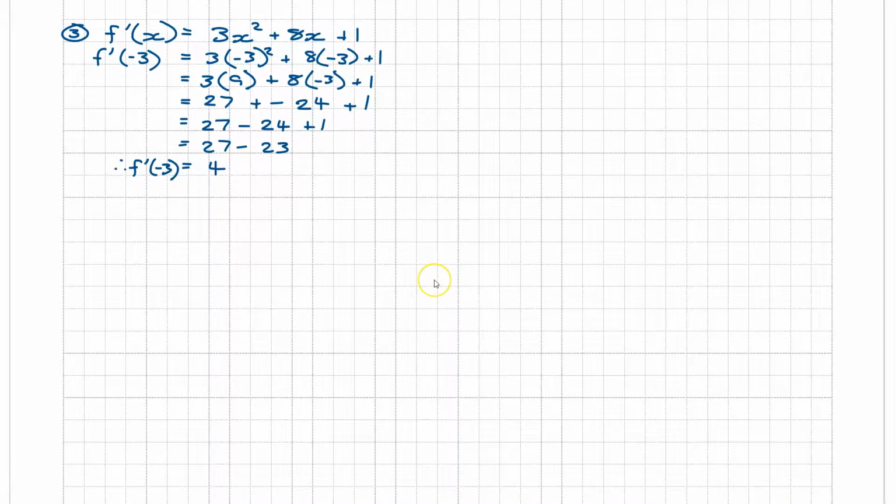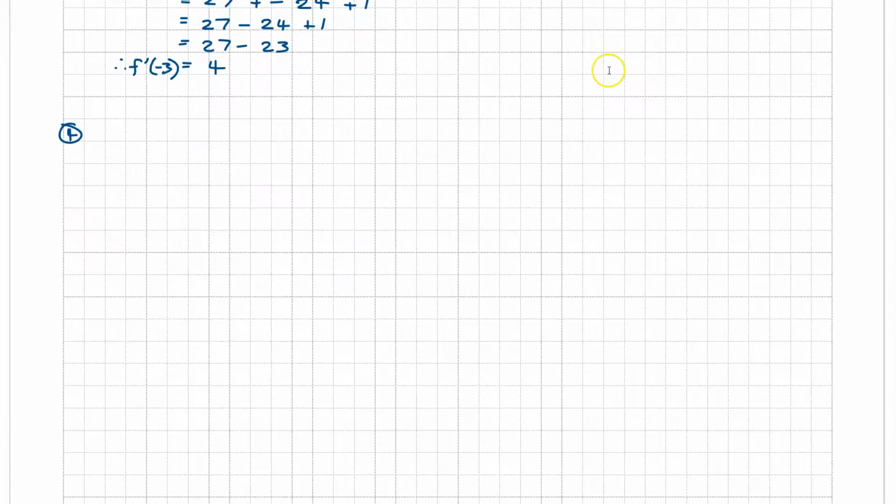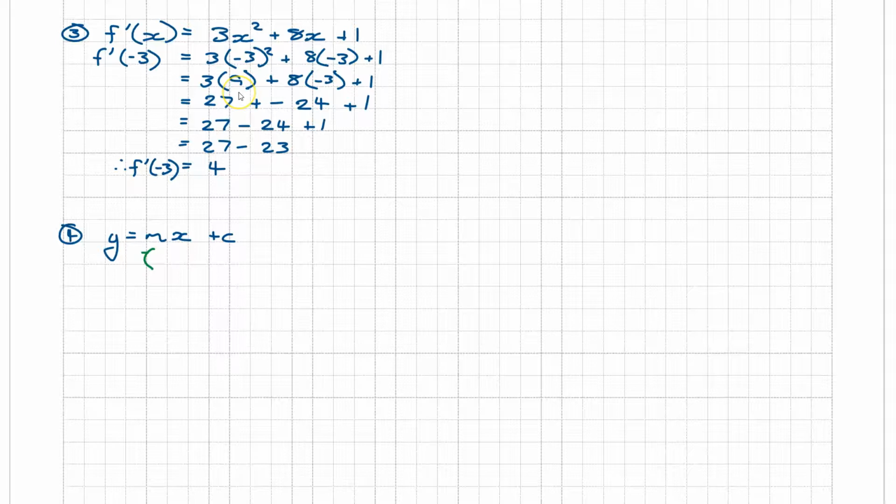Alright, moving on to step 4. We have to calculate our y-intercept, so calculating when this green line cuts the y-axis. If we remember, y = mx + c, and we know that we've got a point, what do we find it was? 0 and negative 3, or negative 3 and 0, and m equals 4.